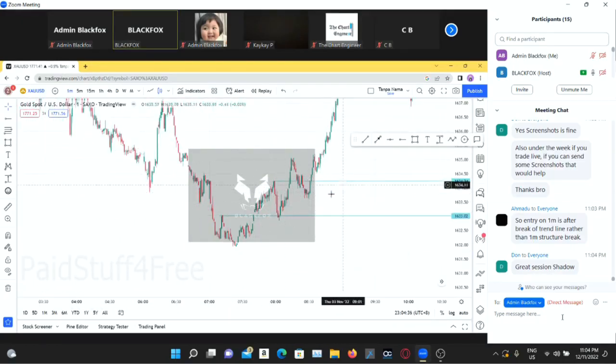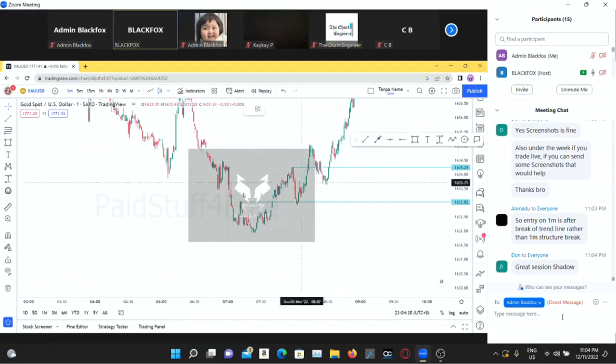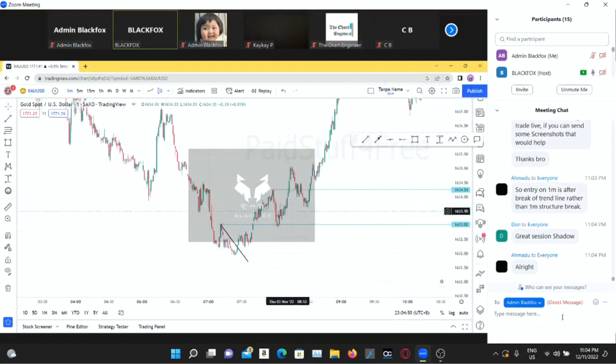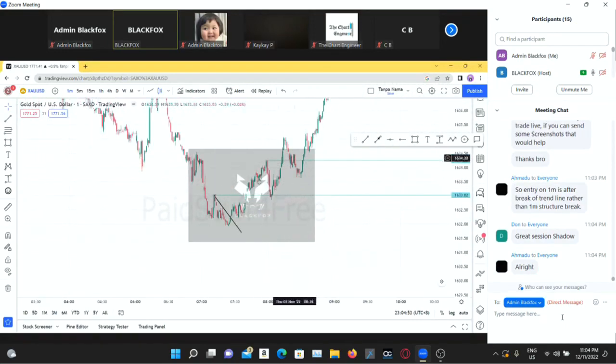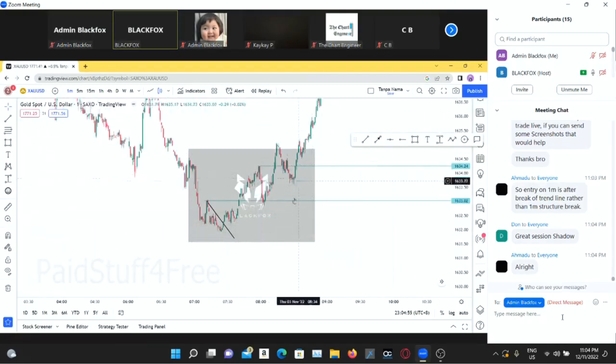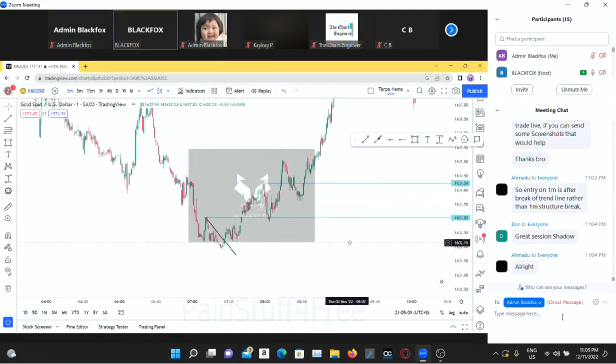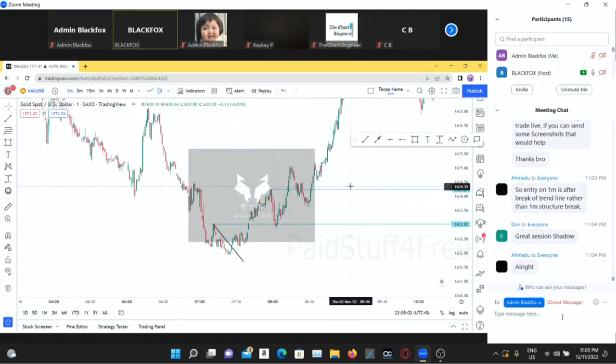So you also can use it, but for entry, just use this one. Just use the trend line breakout. If you want to control your direction at M1, you can use market structure also. So then you can hold. Is that clear? Any question?